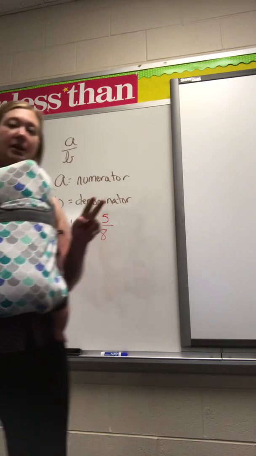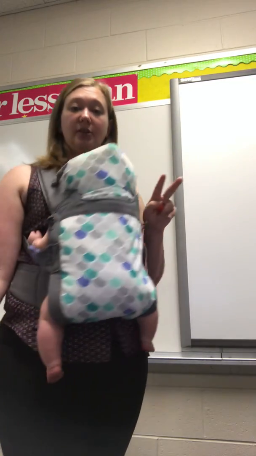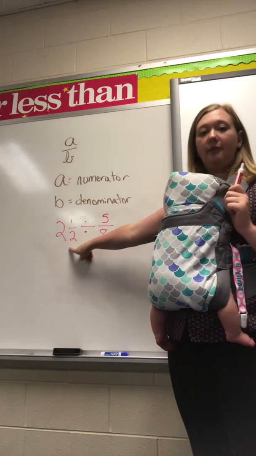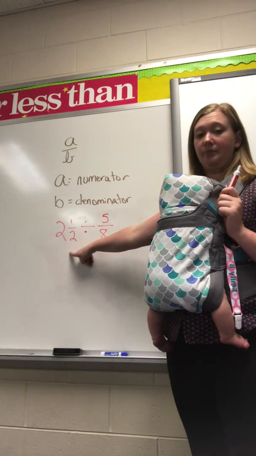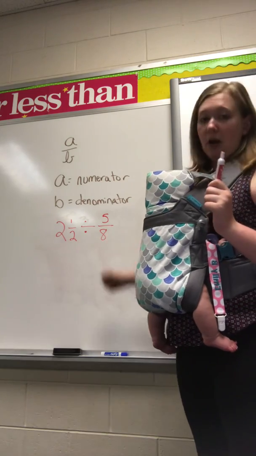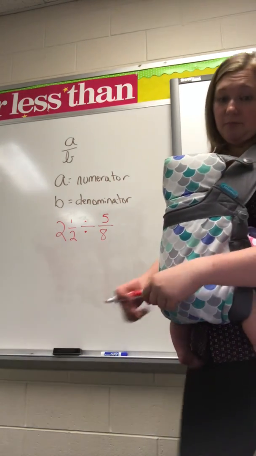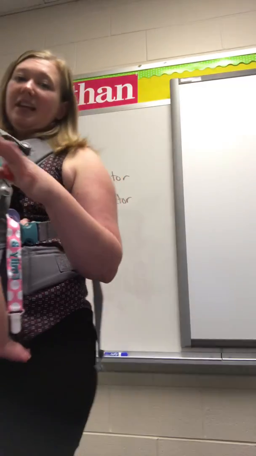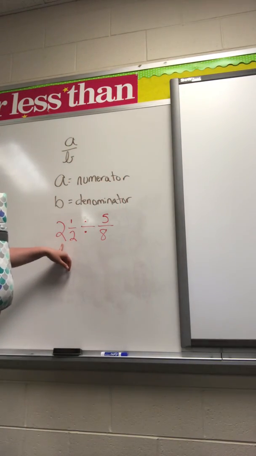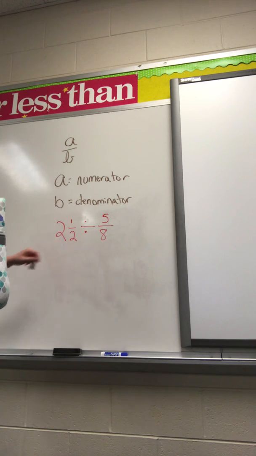So there are two things that we need to do before we get our answer with a division problem like this. The first thing we have to do is convert 2 1/2 into an improper fraction. The second thing we're going to have to do is turn this division problem into a multiplication problem. Let's start with the easy part. Let's convert this 2 1/2 into an improper fraction.